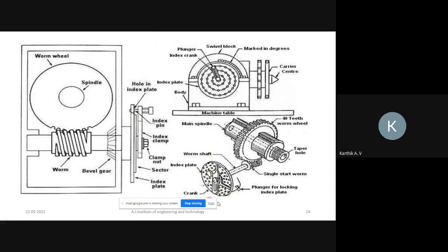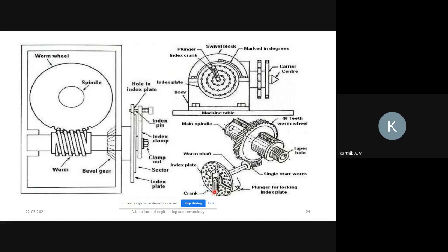Here you just see that this is called the index plate. The index plate has a number of holes. It may be 15 to 20. One index plate has 15 to 20, a second index plate has 20 to 25, a third has 25 to 30, like that. Different varieties of index plates are there. Based on the requirement, you should select a particular index plate.